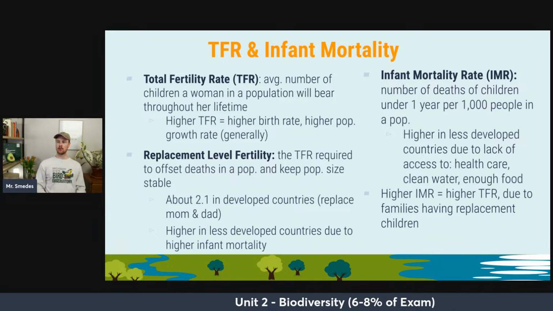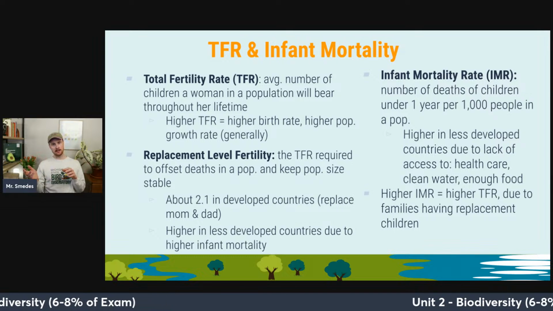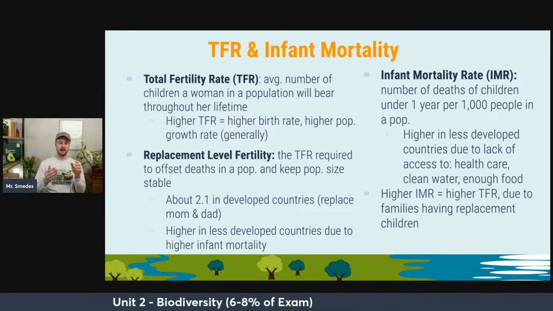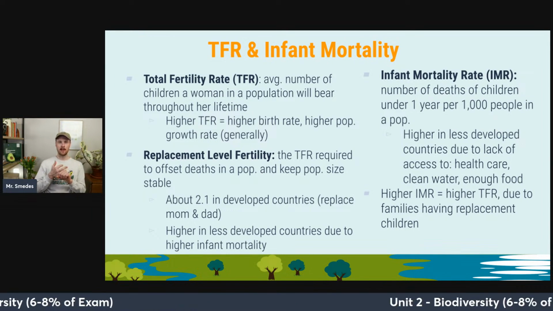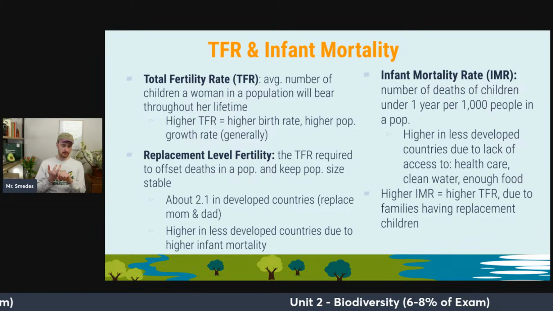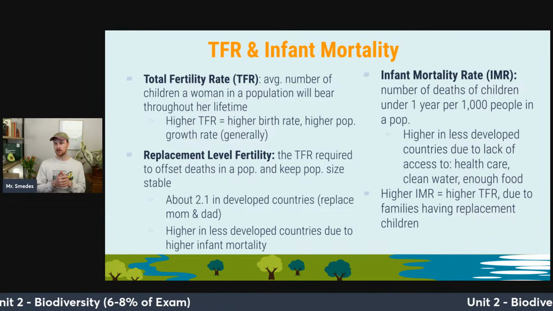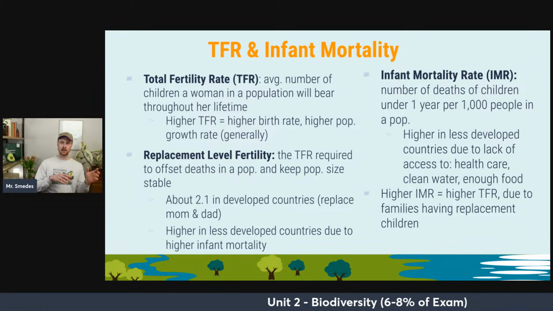So total fertility rate is just the average number of children that a woman is going to have in her lifetime. We want to know factors that increase it. A high birth rate means a high population growth rate. The reason for that is often fewer educational opportunities for women, children being valuable in agricultural labor regions, and it being more culturally accepted to have a really large family in less economically developed countries. And when countries get really wealthy, we typically see TFR drop, and we're going to go through those reasons on the next slide.